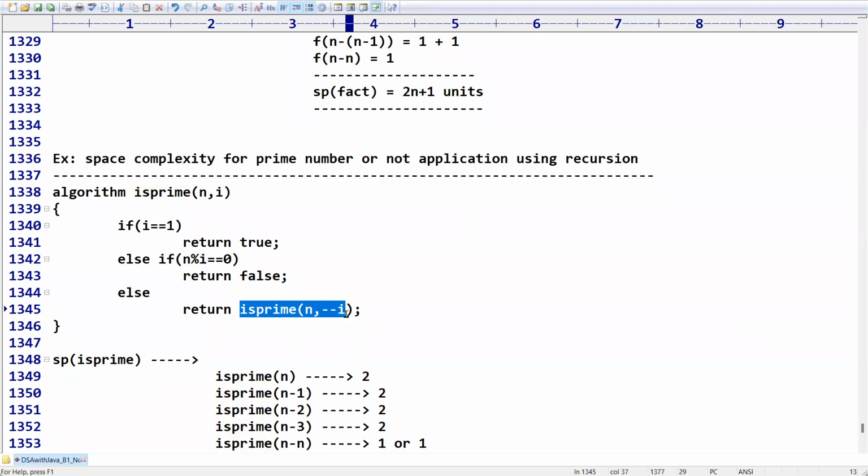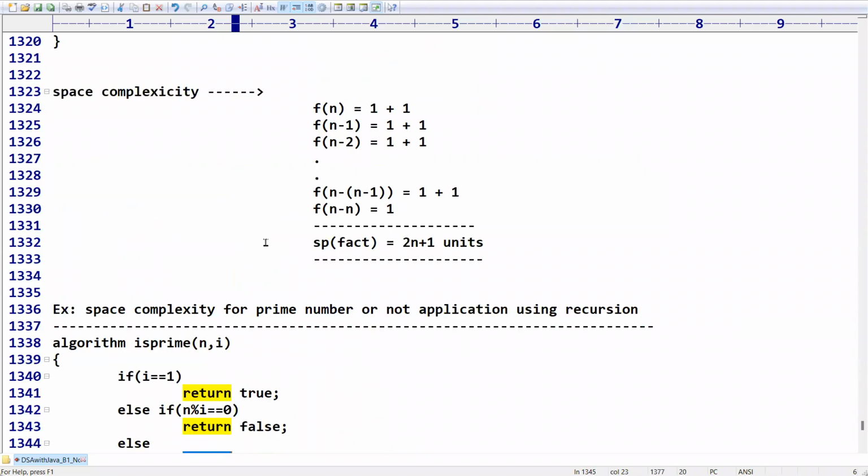Was thinking 1 unit for n, 1 unit for i, and 1 unit for return? No, not like that. Return won't occupy any space, sir. Just for your understanding, I am trying to explain in small steps. In the previous program also, that's what you are getting confused about.